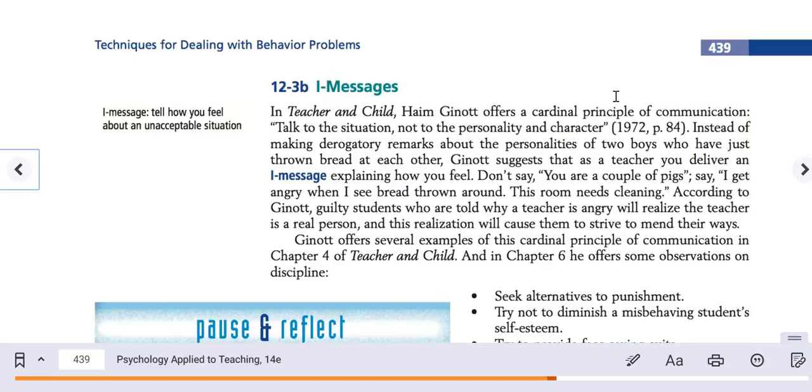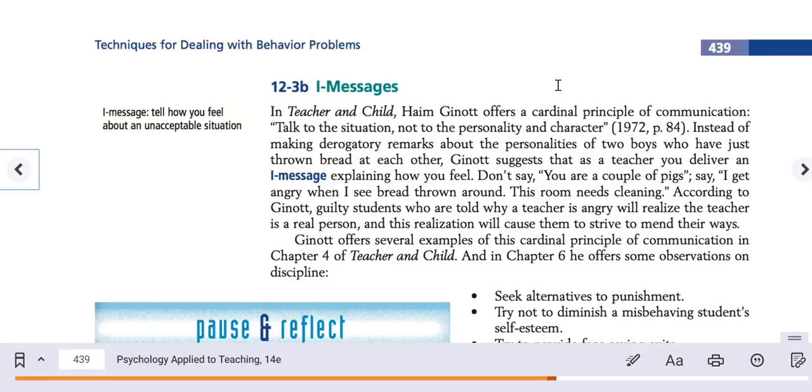I-messages. In Teacher and Child, Haim Ginott offers the cardinal principle of communication. Talk to the situation, not to the personality and character. Instead of making derogatory remarks about the personalities of two boys who have just thrown bread at each other, Ginott suggests that as a teacher, you deliver an I-message explaining how you feel.